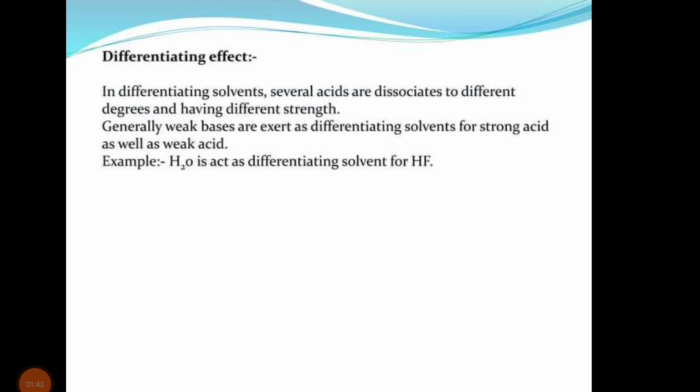Next is the differentiating effect. In the differentiating solvents, several acids are dissociated to different degrees and have different strengths. Generally, weak bases act as the differentiating solvent for strong acids as well as weak acids. An example is that H2O acts as the differentiating solvent for HF.